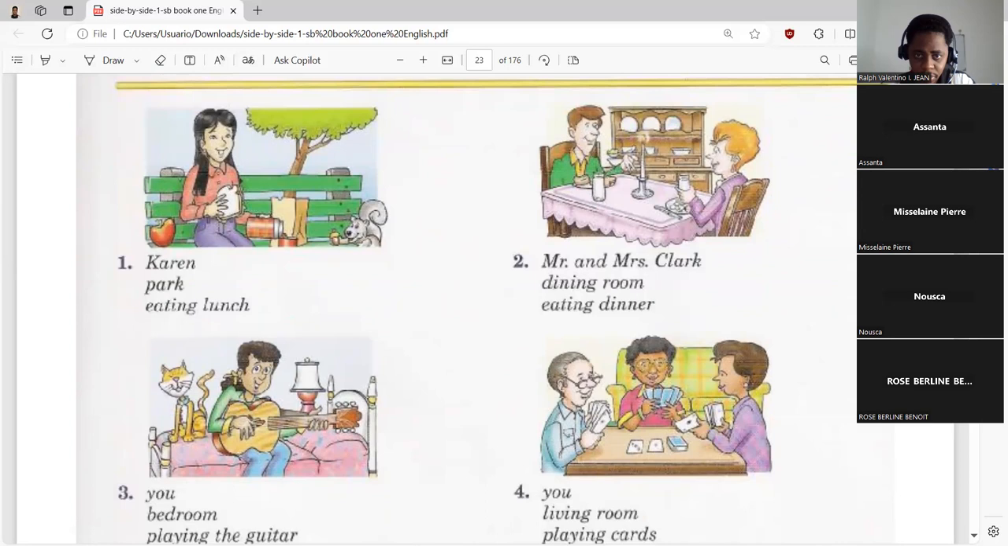Non, tu as deux personnes là. Mr. and Mrs. Clark, they are in the dining room. What are they doing? They are eating dinner. Très bien. Une autre personne. Number three, Nuska.